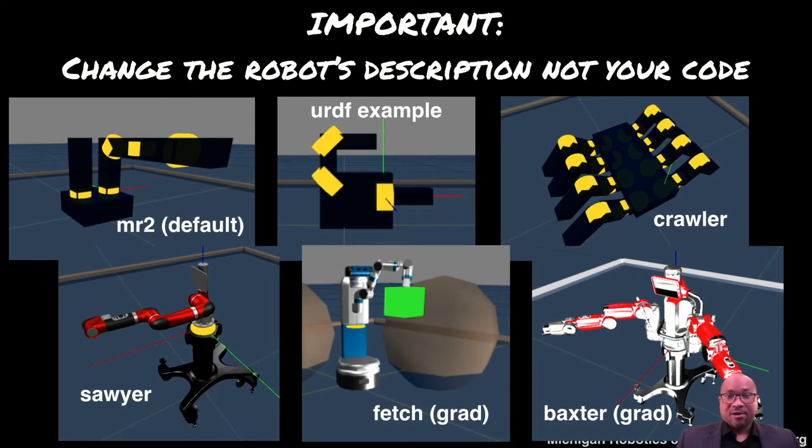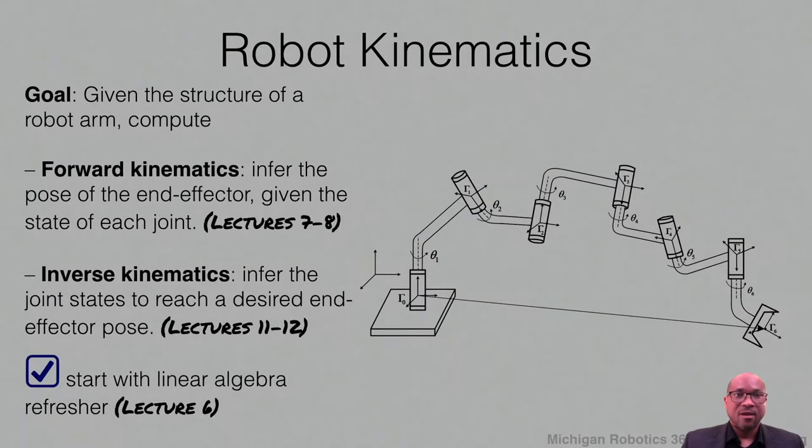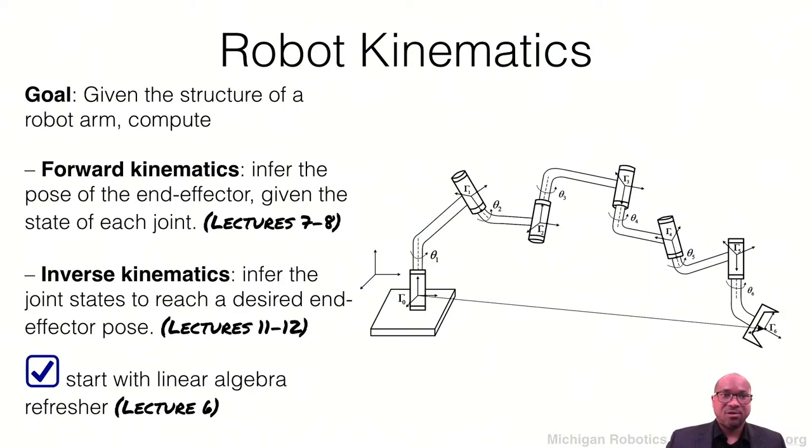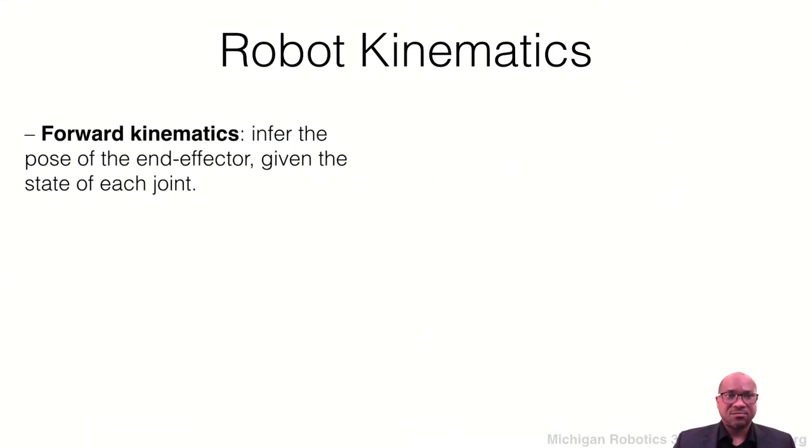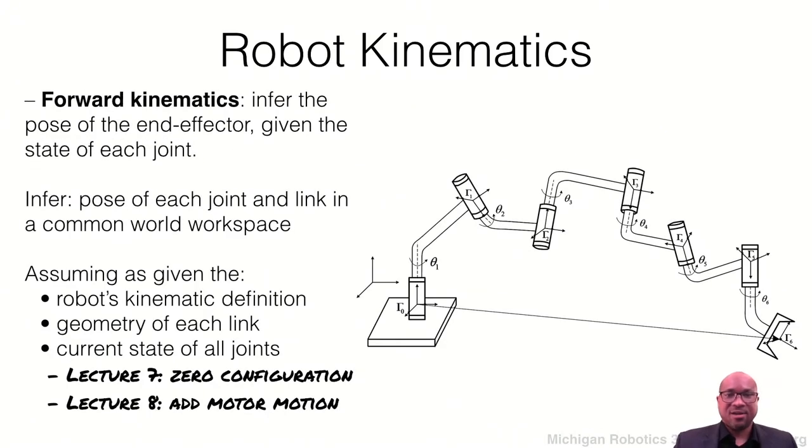All right, so coming back, we're going to write this general kinematics engine to be able to lay out all of these different types of robots given these descriptions, and the graduate students will create their own robot description as well. And so what we're going to do is talk about forward kinematics in this lecture and the next lecture, then we'll come back to inverse kinematics. So let's go deeper with forward kinematics and say that the problem, again, is to infer the pose of the end effector given what we know about the state of the joints.